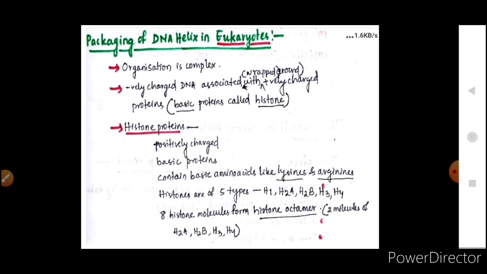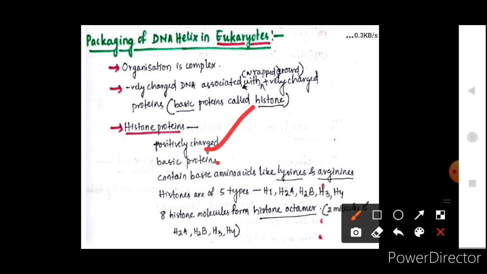Here the negatively charged DNA is wrapped around the positively charged protein, the octamer, which is made by the histone proteins. These proteins are called histone proteins and these are the basic proteins. Now these histone proteins are positively charged basic proteins. They contain certain basic amino acids and so the overall charge of the protein becomes positive. Okay, the nature of that protein becomes basic. So these amino acids are lysine and arginine. You have to remember this.